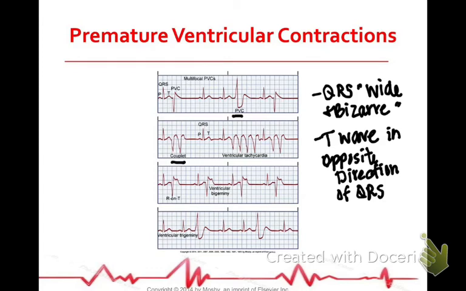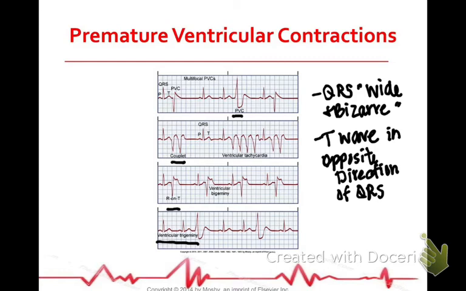And it's just one PVC at the top, and then the second one's a couplet, so you've got two PVCs side by side. You've got your PVC which is R on T, and ventricular bigeminy, which is every second complex, and then trigeminy is every third complex.